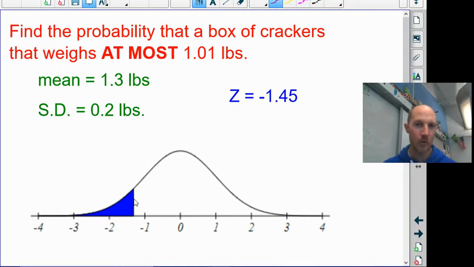And since the question asks us the probability that the box weighs at most 1.01 pounds, that also means we're looking for the probability that it has a z-score of at most negative 1.45. So the probability we're after is everything from the left side of the bell curve all the way up to that z-score right here. So all the parts shaded in blue, right?